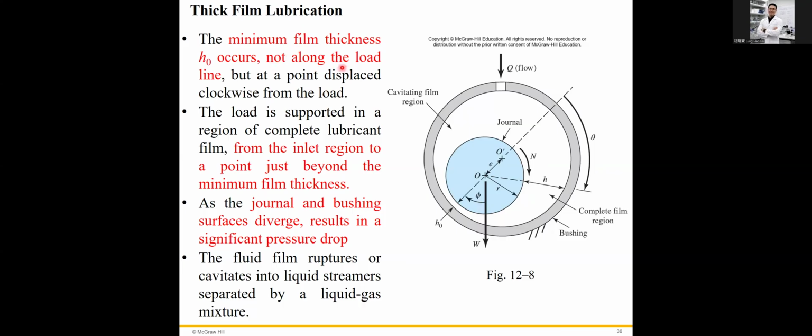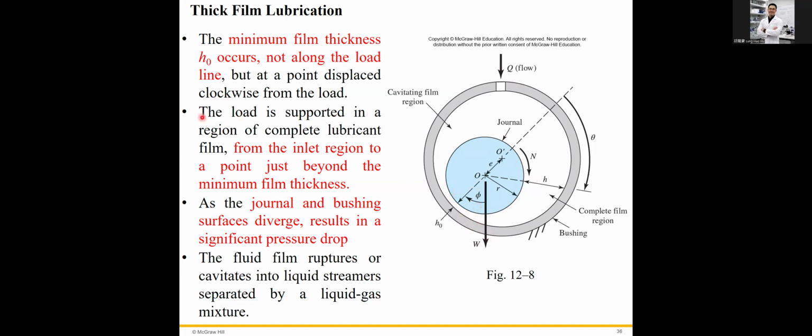Therefore, the minimum film thickness is not along the load line, but at a point displaced clockwise from the load, with an angle phi. Right, counterclockwise with the angle phi.